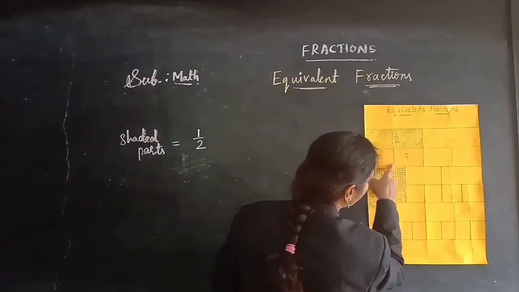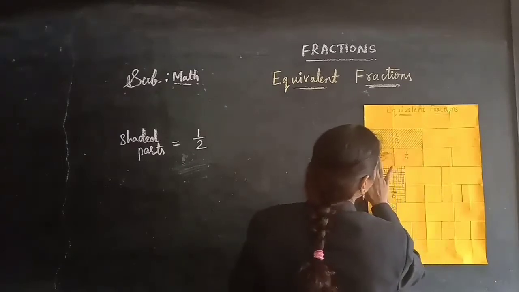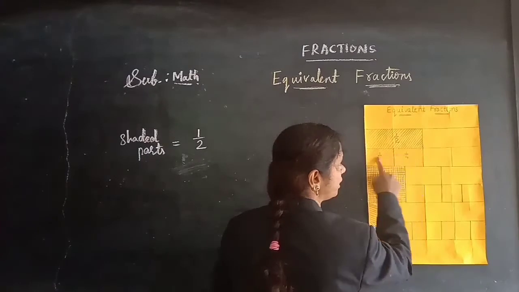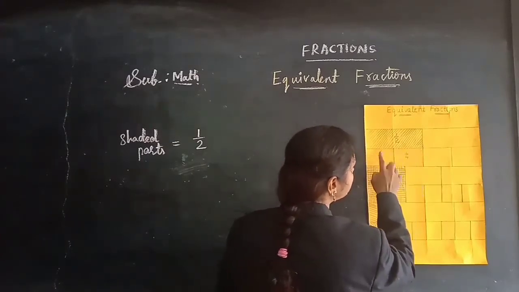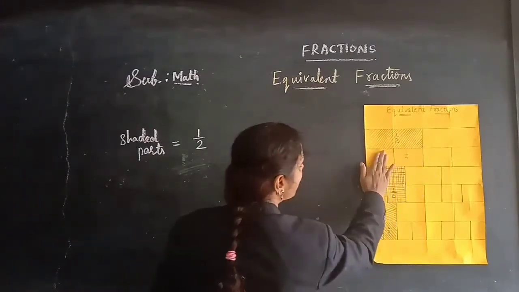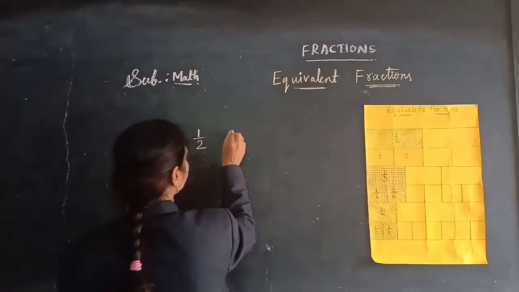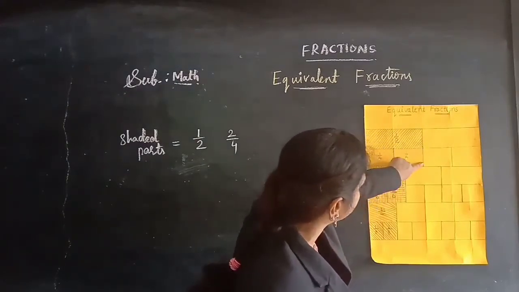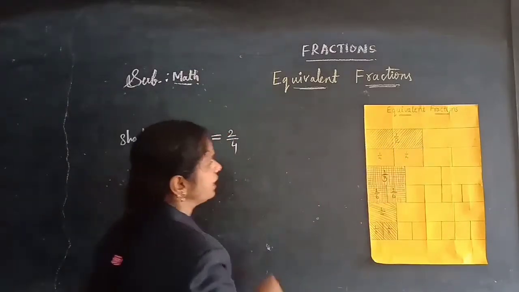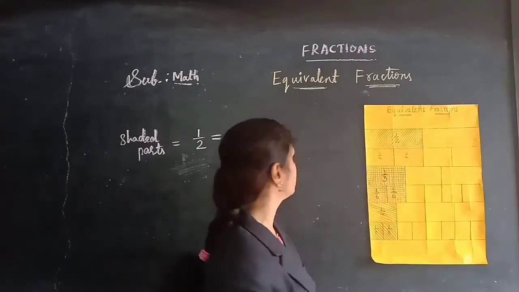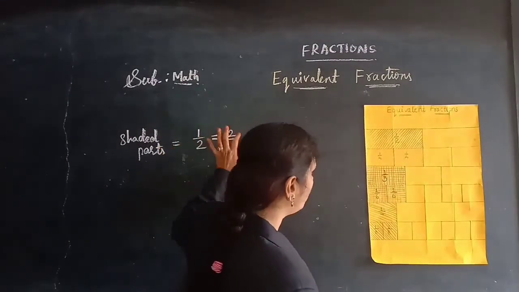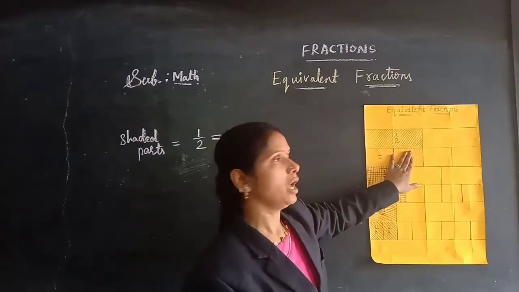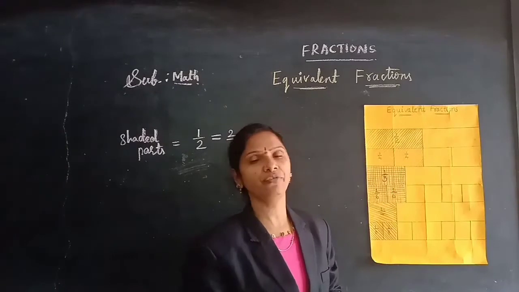See here you can observe 1 2 3 4 parts, and 2 parts I shaded. So what can we write here? 1 plus 1, this part plus this part, so 2/4. And these two are equal. You can observe carefully, children. So these two are the equivalent fractions. Means 1/2 and 2 parts of the 1/4 are equivalent fractions.